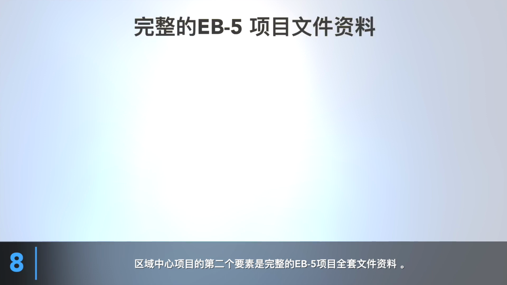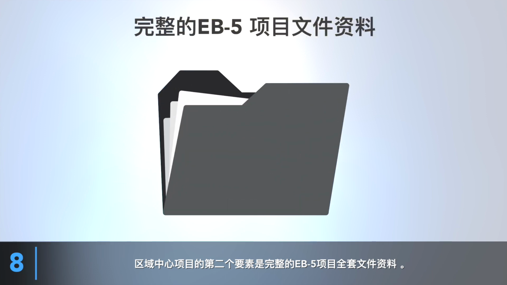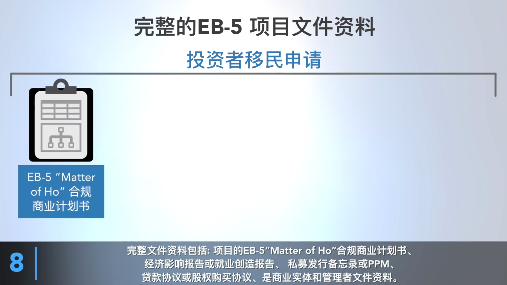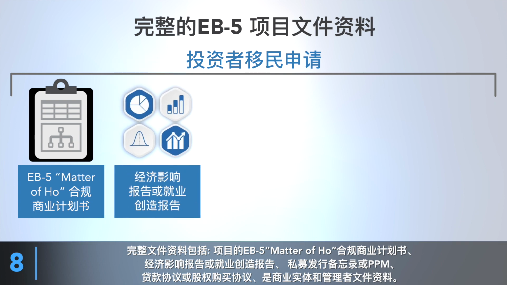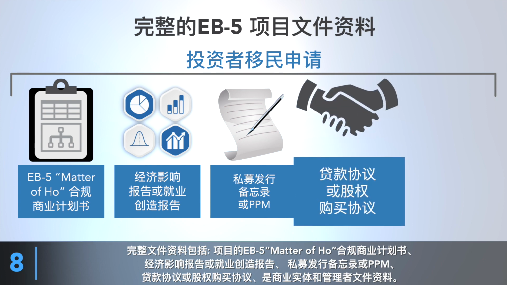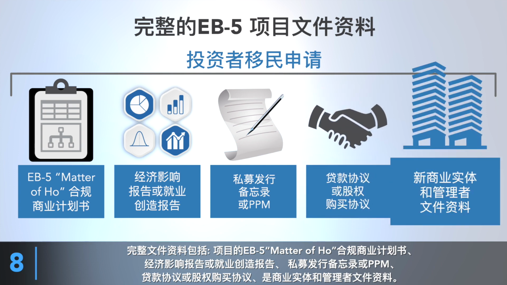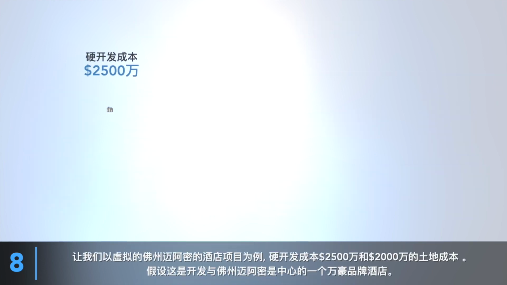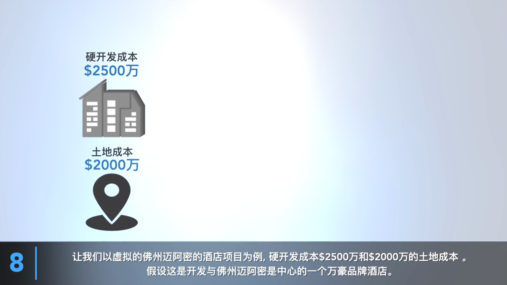8. Complete EB-5 project documentation. The second major component of an EB-5 regional center project is a complete set of EB-5 project-specific documents. These include the project's EB-5 Matter of Ho compliant Business Plan, Economic Impact of Job Creation Report, Private Placement Memorandum, or PPM, Loan Agreement or Stock Purchase Agreement, and new Commercial Enterprise Entity and Manager documentation. Let's consider once more our hypothetical hotel project in Miami, Florida, with hard construction costs of $25 million and land costs of $20 million.